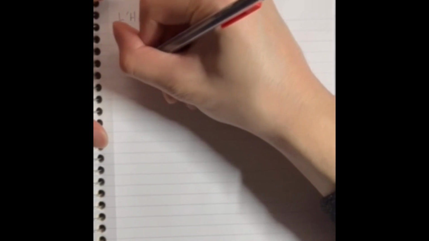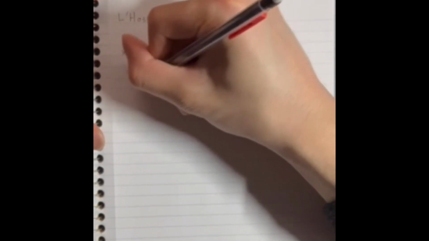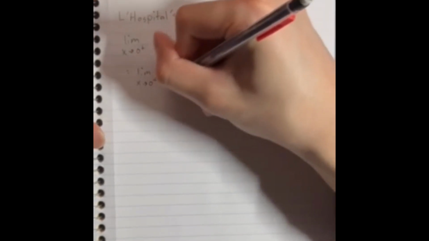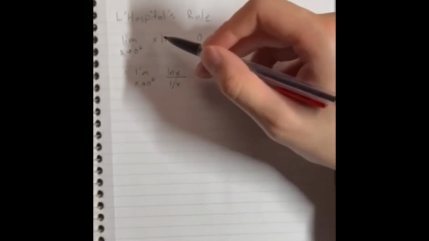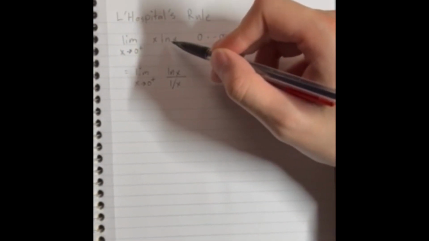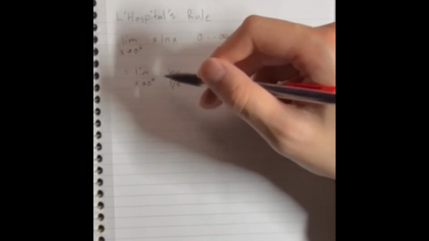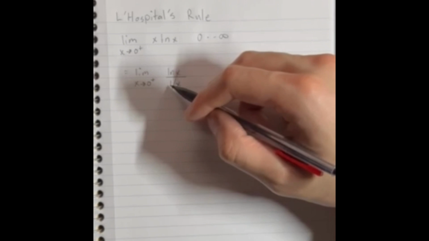I'm just going to rewrite this question as the limit as x approaches 0 from the right, ln x over 1 over x. And how I rewrote this question is because we have x times the natural log of x, we can just divide it as long as we get the reciprocal of x. So I got the reciprocal right here, 1 over x.